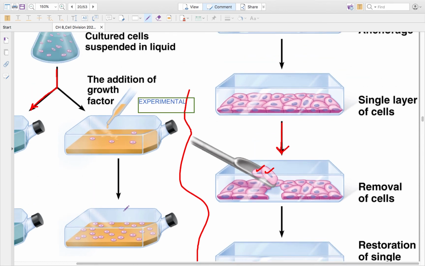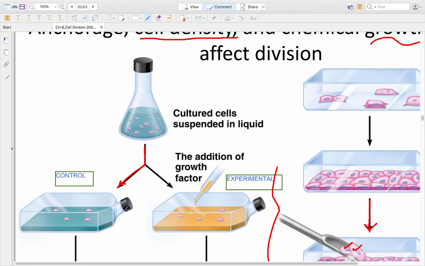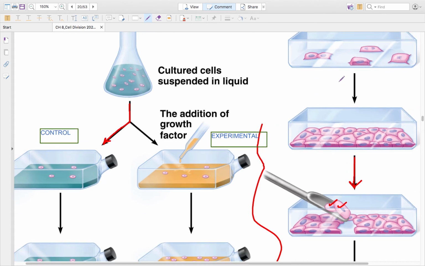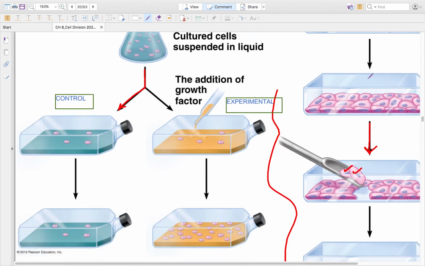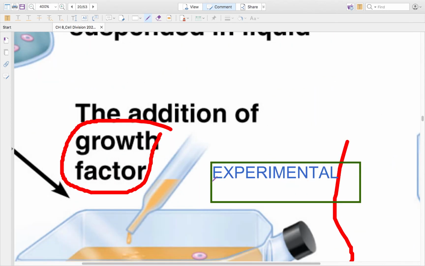Now the other experiment. We started off taking these cells and putting them in this liquid and in a control with nothing. They won't grow. They're not supposed to because they follow that whole Anchorage Dependence law. But what can happen is this. If we add something called growth factor, which is a hormone, to the experiment, to the cells, they will grow. They will grow because growth factor initiates cell division.